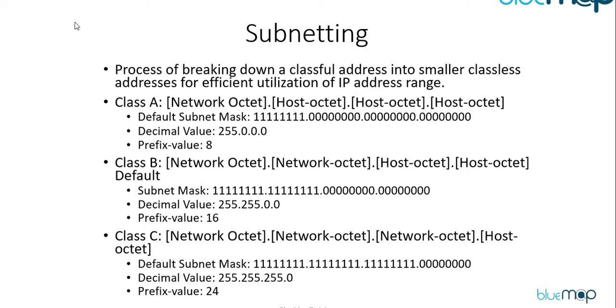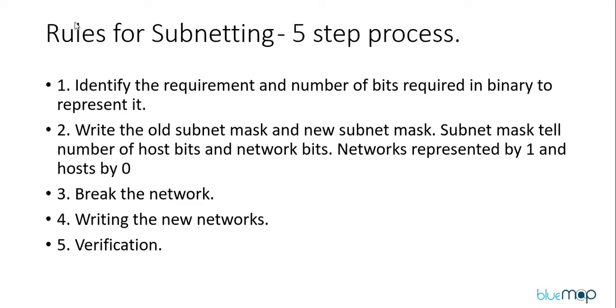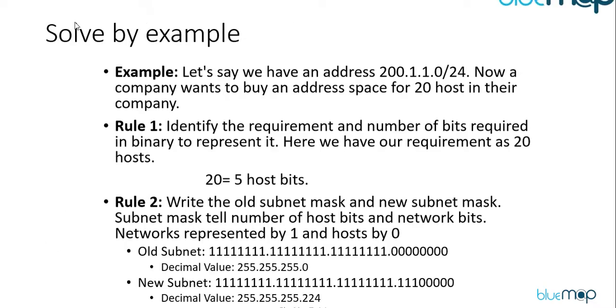We'll understand those 5 rules step by step. It's a very step by step process. The first rule says identify the requirement and the number of bits required in binary to represent it. Second, write the old subnet mask and the new subnet mask. The subnet mask tells the number of host bits and network bits. Remember, network bits are represented by 1 and host bits by 0. Once you do that, you get a block size and you break the network. You write the new network and then verify whatever you have done. This might seem a bit complicated, but let's solve by example so we can understand much better.